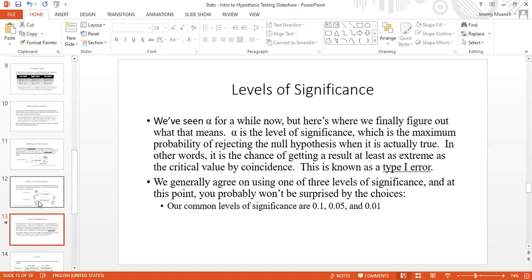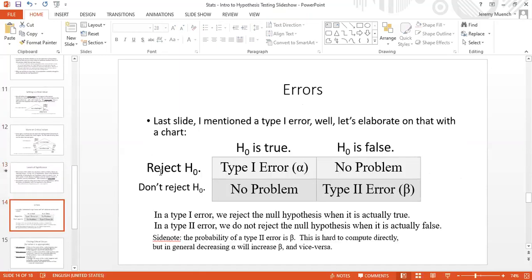So let's take a look at what errors are. A type 1 error is when we reject the null hypothesis even though it turns out it's actually true.